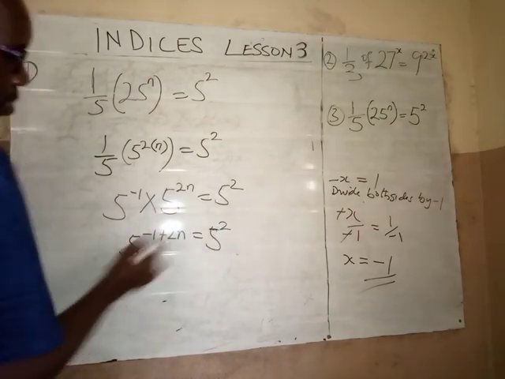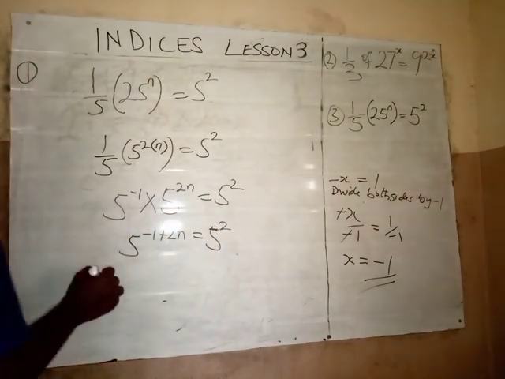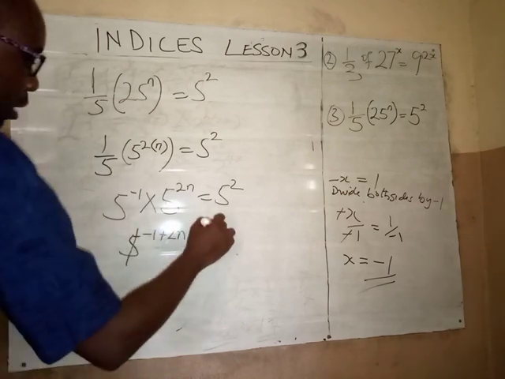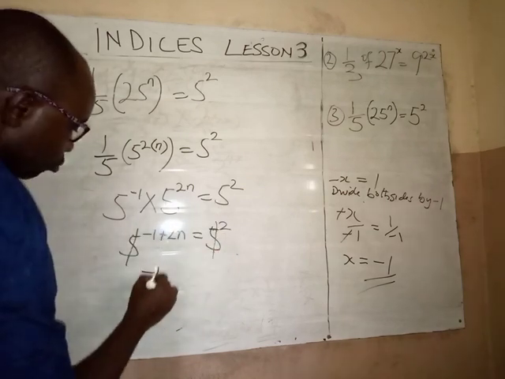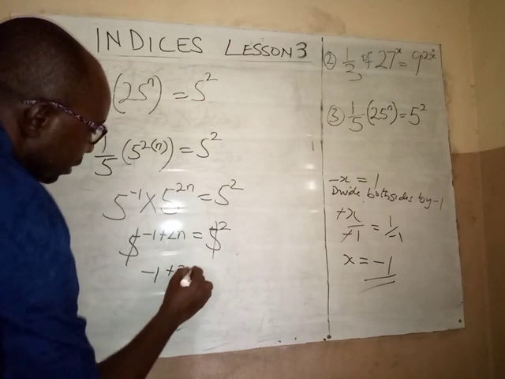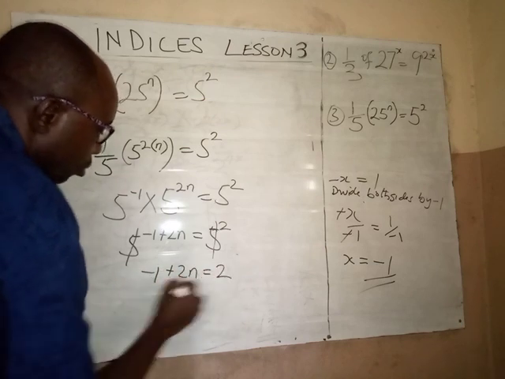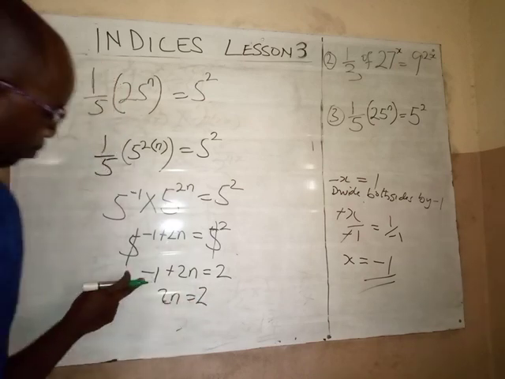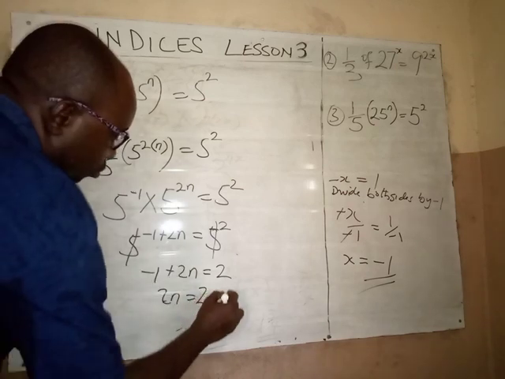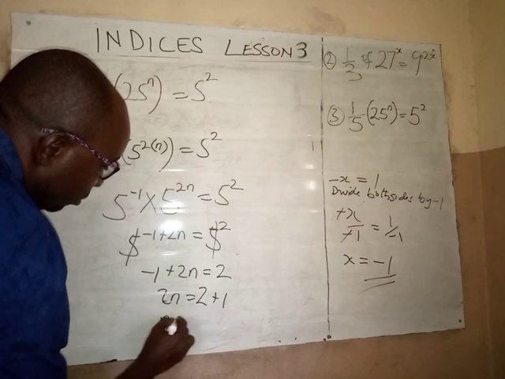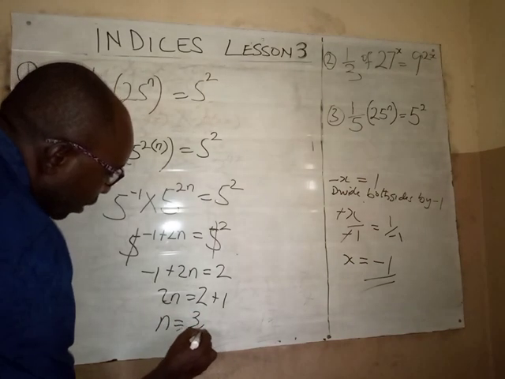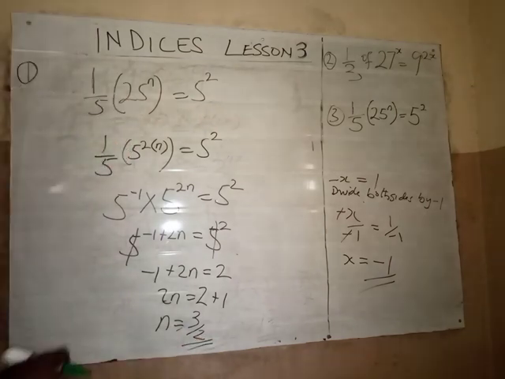So you can actually cancel their bases, since they are the same. You now have minus 1 plus 2n equals 2. Collect like terms: 2n will be equal to 2 minus 1 crossing the equation, plus 1. So n will be equal to 3 over 2. This is how to go about it.